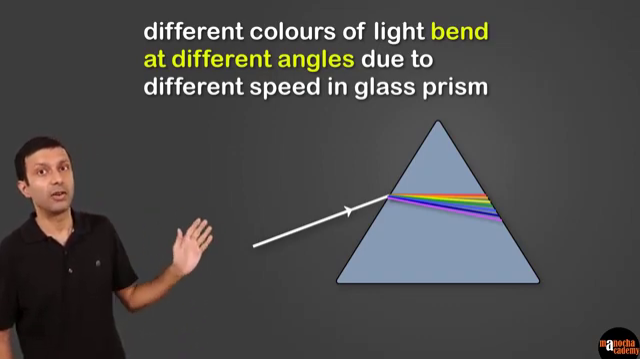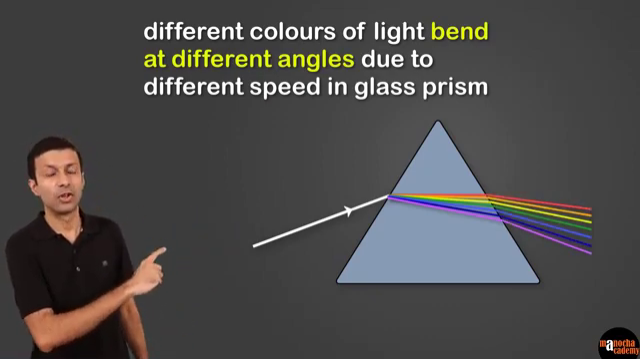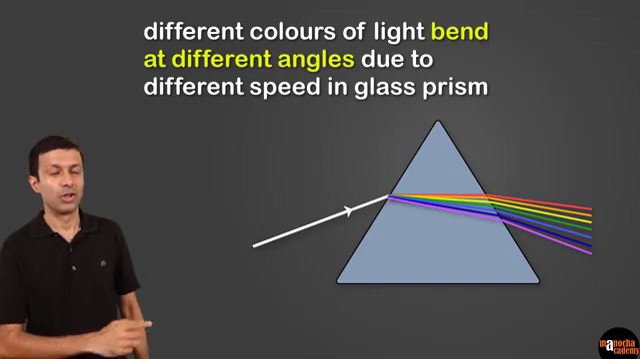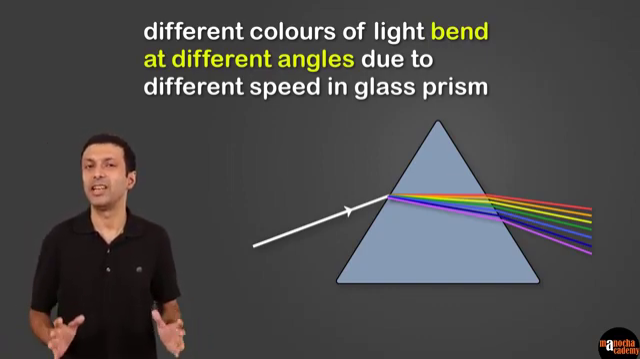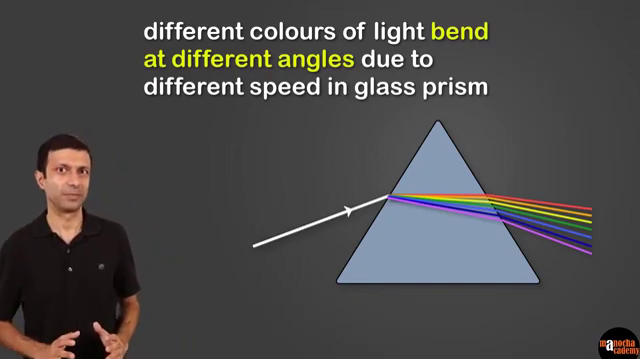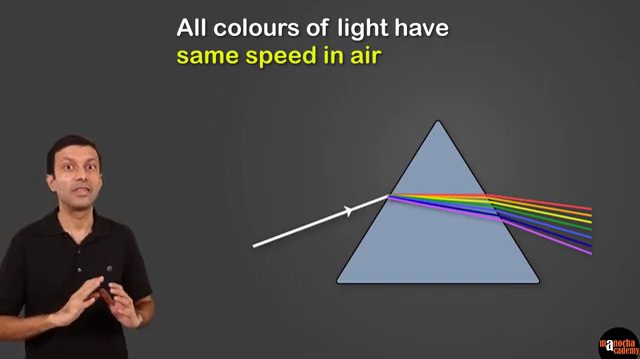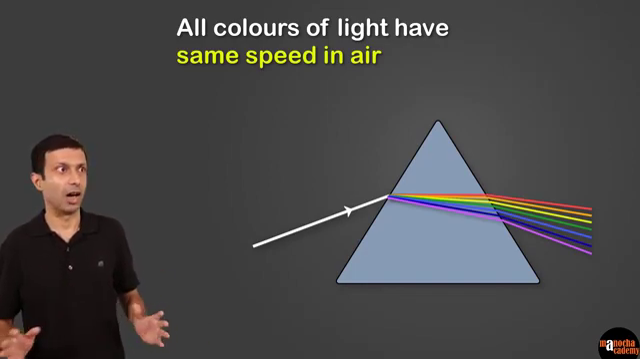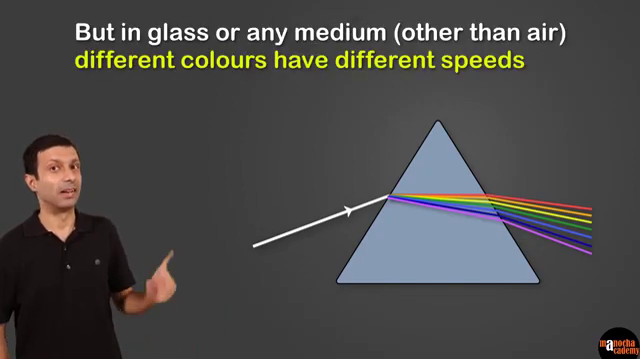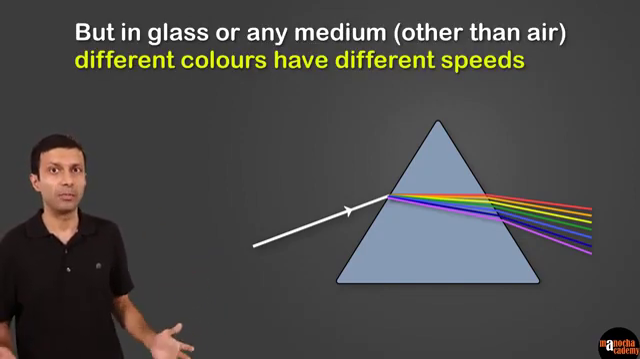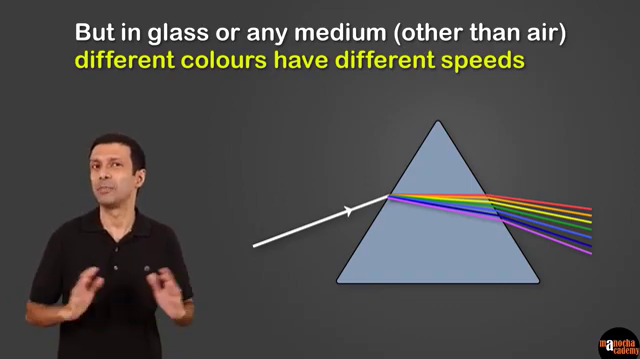And then there is another refraction when these different colors are coming out from the glass to the air. So this is how the glass prism is able to split the white light into its constituent colors. So the important point to remember is all the colors have the same speed in air. Otherwise, we'll be seeing a rainbow right here in the air. But in glass or in any other medium, different colors have different speeds, and that's how they split up.